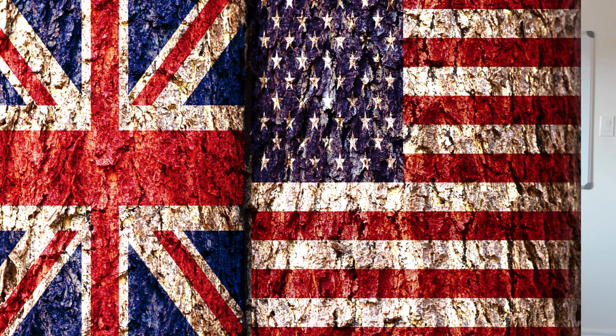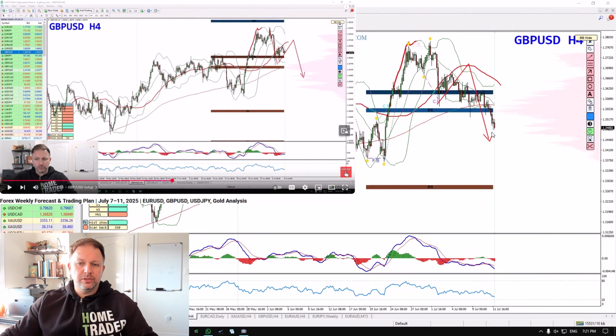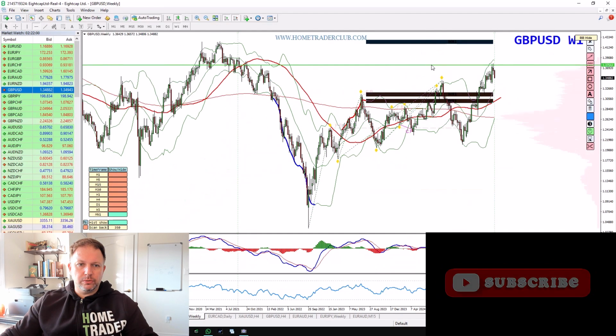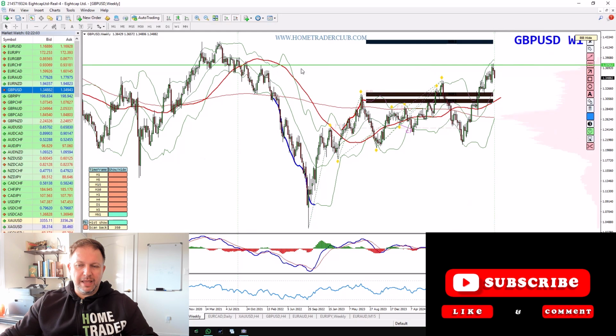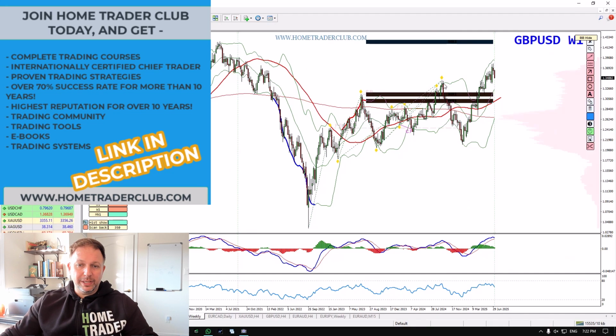Pound dollar. If you remember, last week we discussed the scenario where we want to sell the rallies. What's next with this pair? I don't think it's over. Pretty similar to what we saw on the euro dollar, the pound dollar bounces off a major supply zone, which is around the 137.50. This is from the weekly chart.